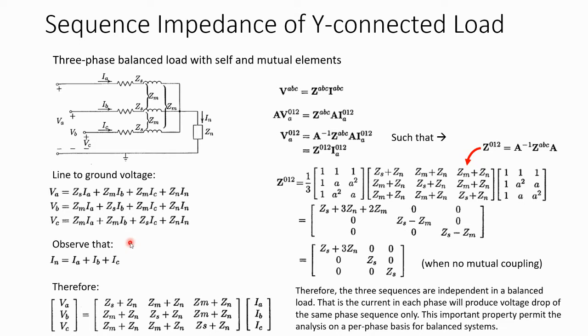Notice as well that In is equal to IA plus IB plus IC, and we can substitute In as such, simplify, and put that in matrix form, which looks like this. This matrix form can then be written in a more compact manner as such.